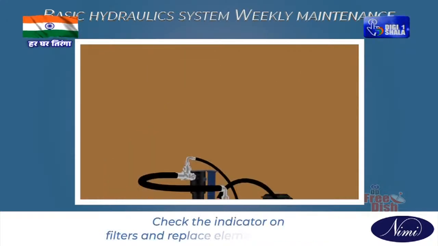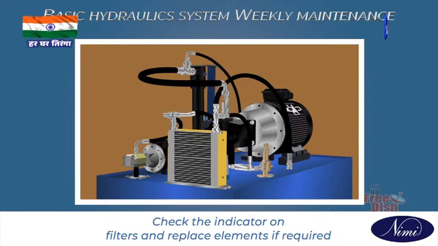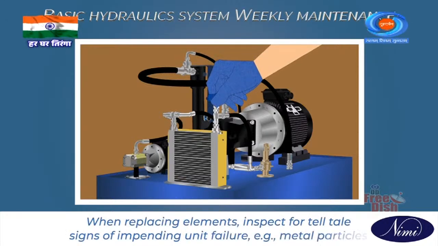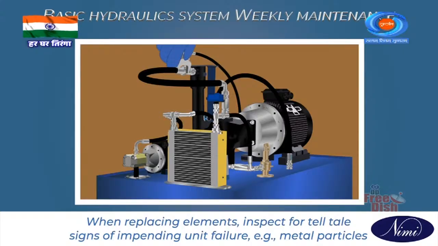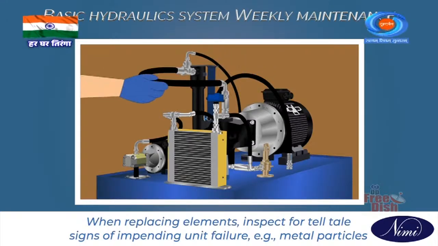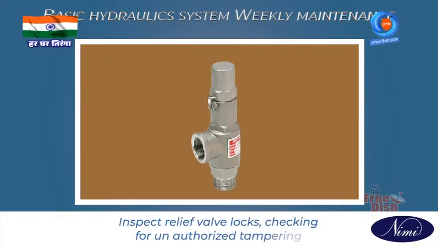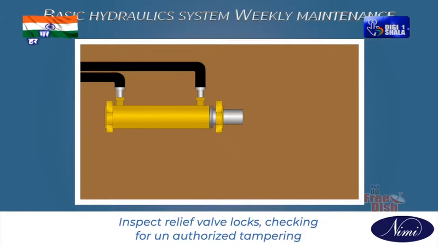Check the indicator on filters and replace elements if required. When replacing elements, inspect for telltale signs of impending unit failure, for example, metal particles. Inspect relief valve locks, checking for unauthorized tampering.